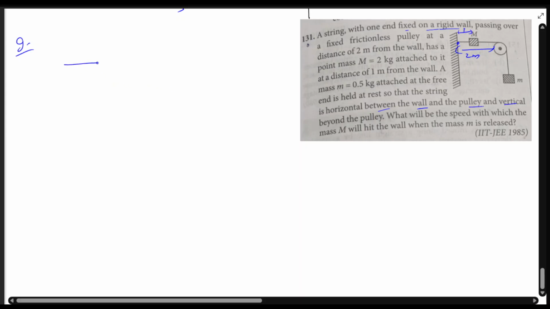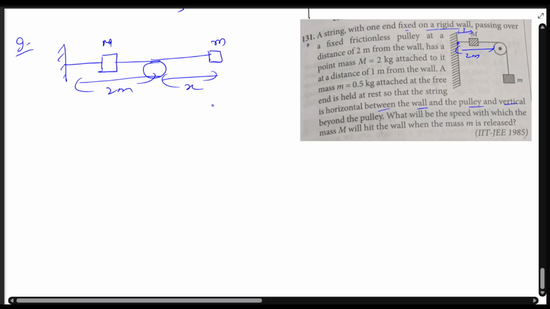So the initial situation is like this. Okay, this is small m, this is capital M. This is 2 meter, and this I don't know. Let's say it is any distance.